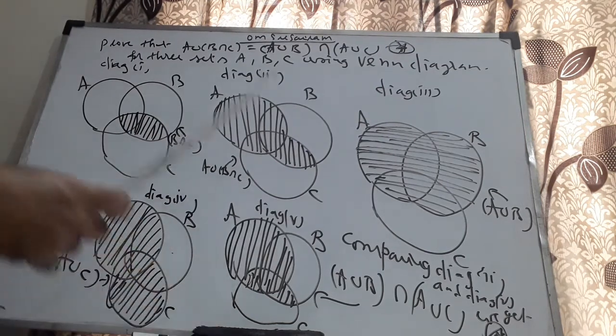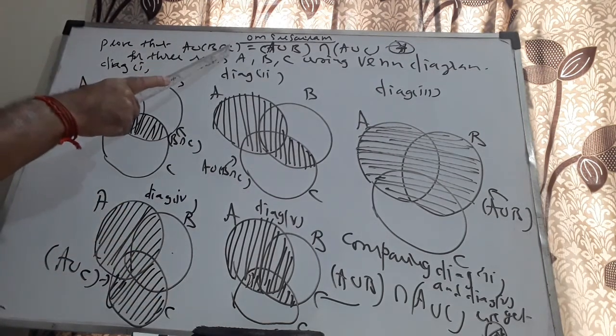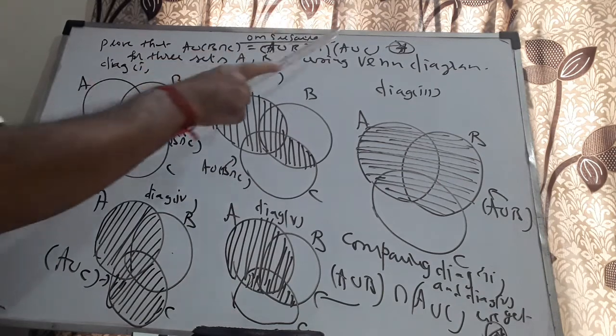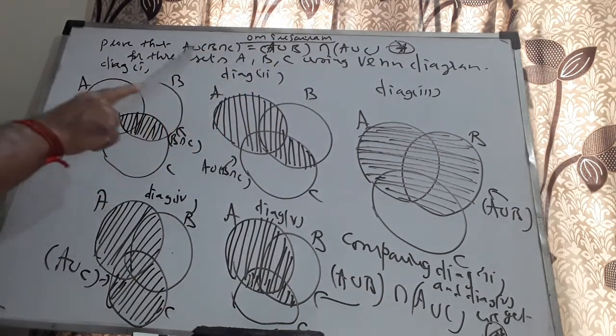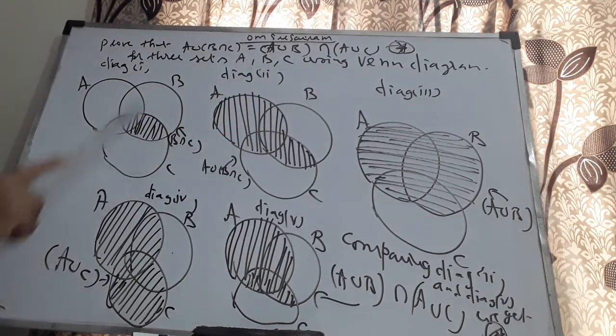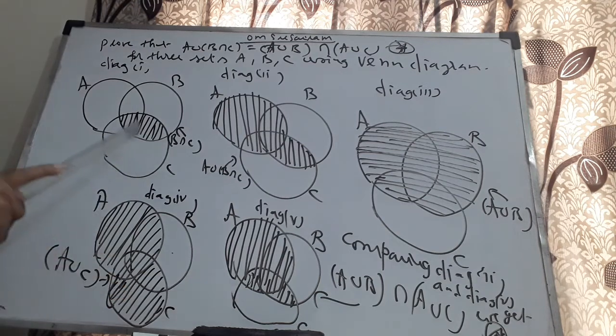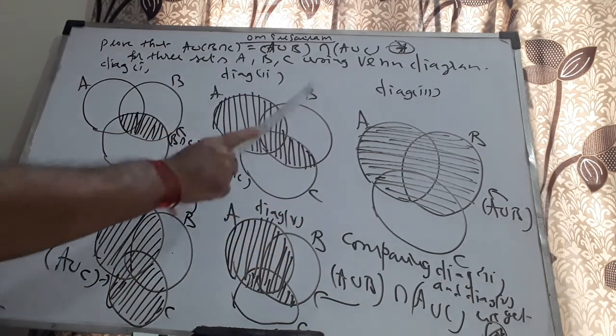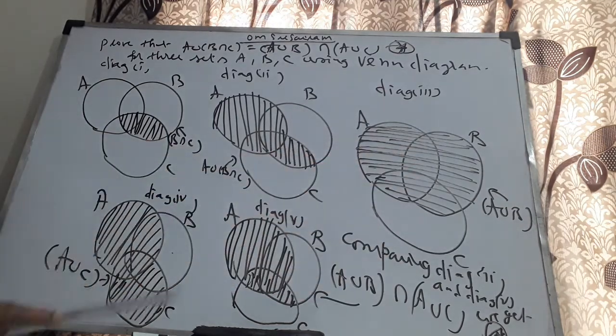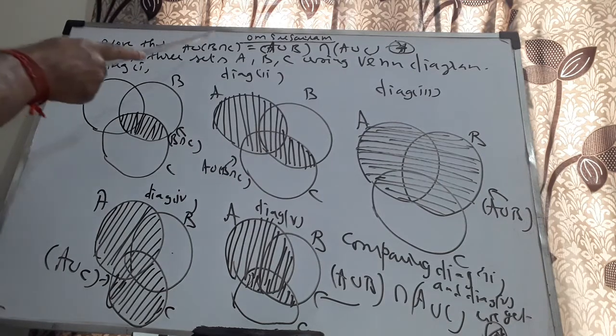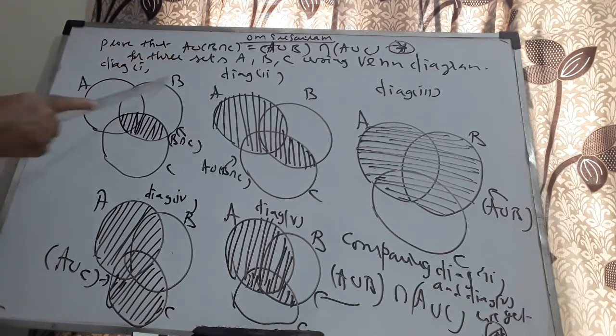Let me just explain once again. Prove that A union (B intersection C) is equal to (A union B) intersection (A union C). This is called the distributive property. Now I'll draw five different diagrams in which I have three intersecting circles. I'll mark A, B, C uniformly in all the cases. Now let me do B intersection C, the common element.